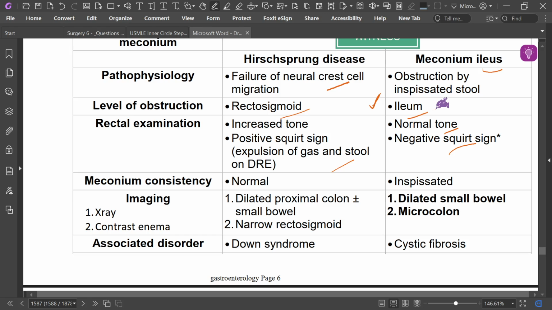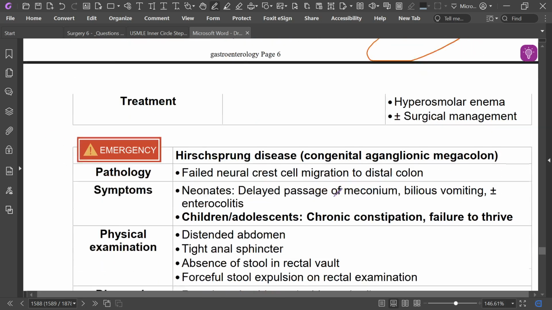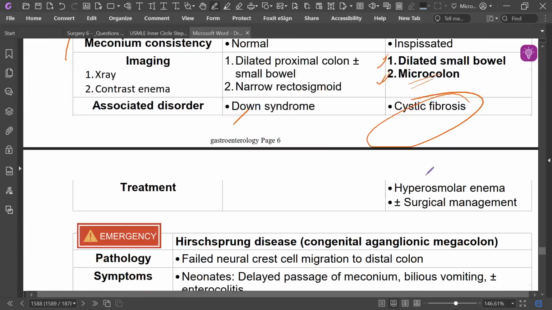Meconium ileus, MI, ileus of the ileum: dilated small bowel on imaging, and on contrast there is a microcolon. On x-ray there is dilated small bowel, and on contrast a microcolon, and it is associated with cystic fibrosis. Hirschsprung is HD, like Hirschsprung associated with Down syndrome, with dilated proximal colon and small bowel, and meconium consistency is normal. Meconium ileus has hyperosmolar enema and surgical management.